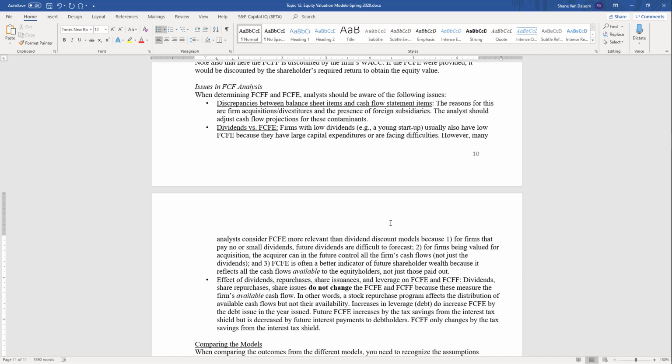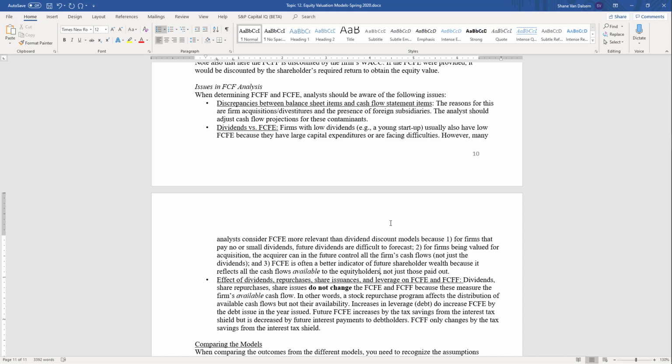Okay. Increases in leverage do increase FCFE by the debt issued in the year that it's issued. Future FCFE increases by the tax savings from the interest tax shield. So what that means is that whenever a company takes out debt, they get to deduct the interest expenses from their income for tax purposes, and this creates an interest tax shield. And to a certain degree, a firm taking out debt can increase the value of the firm by both reducing the weighted average cost of capital and by creating this debt tax shield where their taxable income goes down.